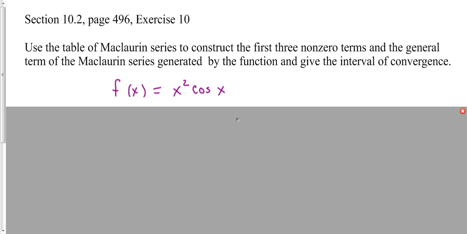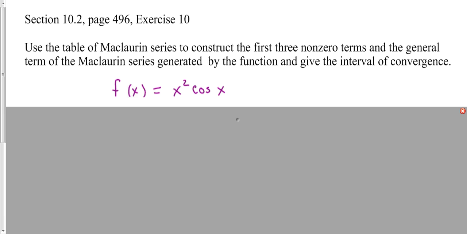Let's do section 10.2, page 496, exercise 10, which reads, use the table of Maclaurin series to construct the first three non-zero terms and the general term of the Maclaurin series generated by the function and give the interval of convergence. So for number 10, our function is f of x is equal to x squared times cosine x.